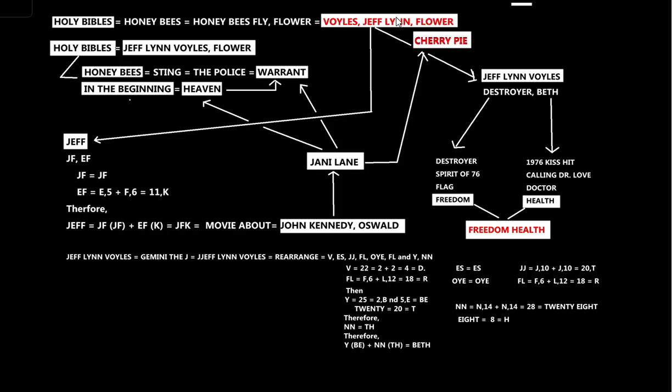My name is Jeff Lynn Voiles, and I used to buy cherry pie flour from a hemp shop whose name can be revealed by my name. So we bring down Jeff Lynn Voiles, bring it down to here, Jeff Lynn Voiles. I've explained elsewhere in other videos that this name, my name, Jeff Lynn Voiles, translates to Destroyer Beth. I'm not going to explain it here, but I have in other videos.